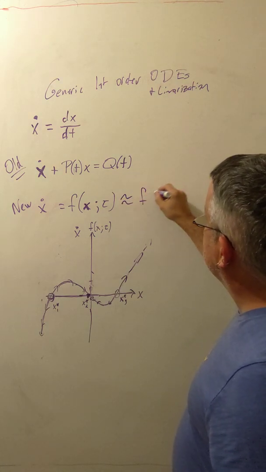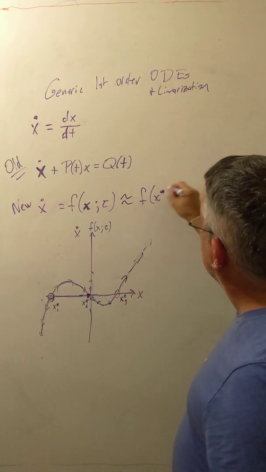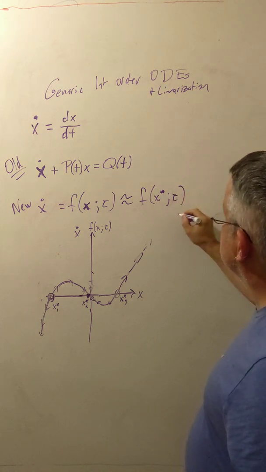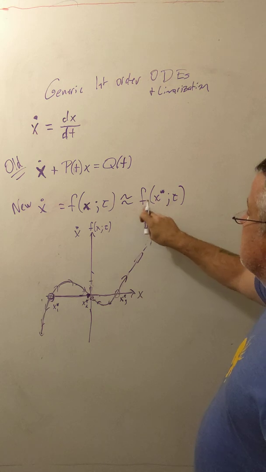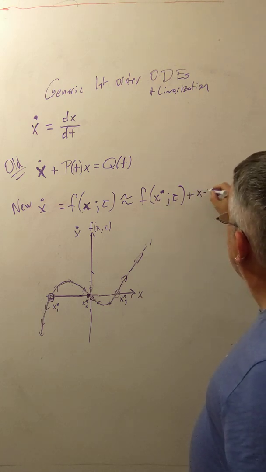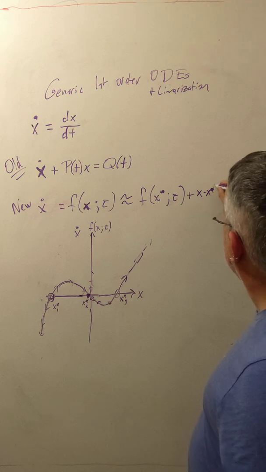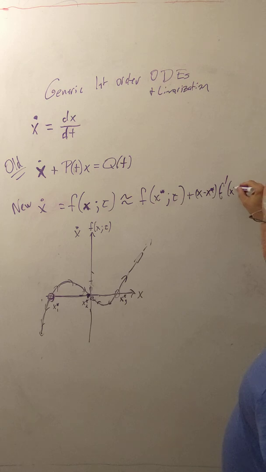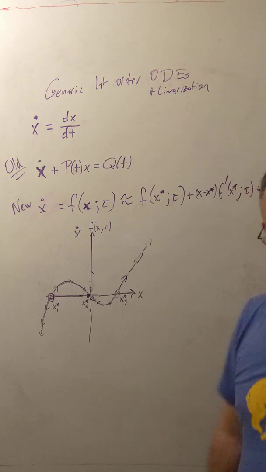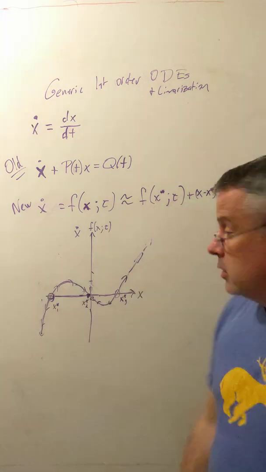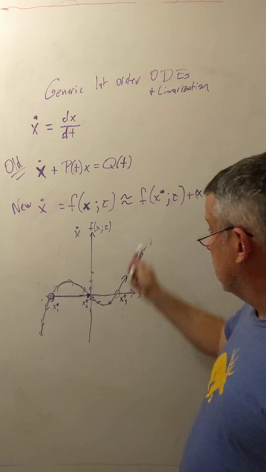So I could evaluate this as f of x star, whichever it is, with whatever parameters might be associated with it. So this is evaluating it there, plus the x minus x star for my next term times the derivative evaluated at x star, plus the higher order terms. I don't care about the higher order terms. That's the linear function. Let's take a little closer look.